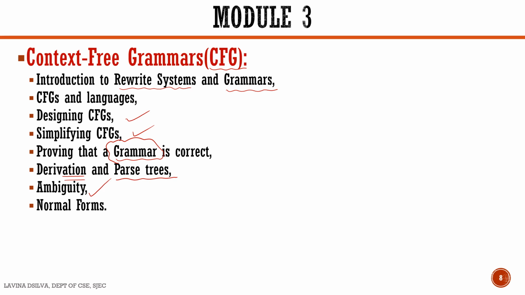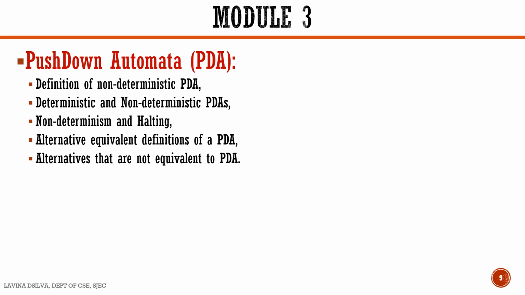After that, we check the ambiguity concept, whether more than one derivation can be obtained, or whether it is possible to obtain grammars in more than one way. And then we have normal forms of grammar. In the second half of the module, we learn the computational model which accepts the context-free languages, that is push-down automata. Here we have two types of PDAs, deterministic and non-deterministic PDAs.